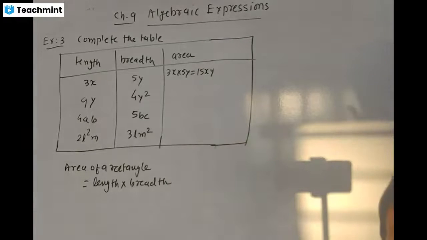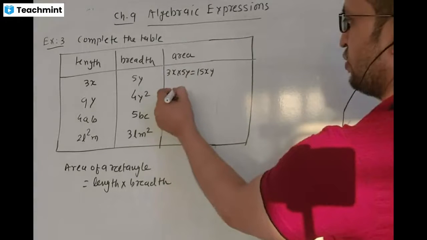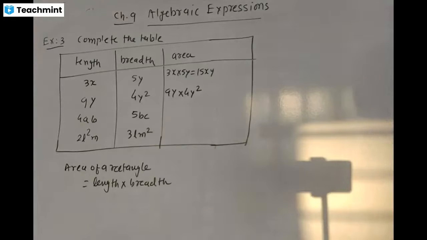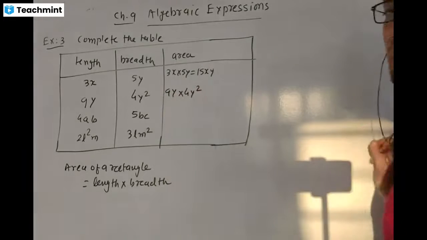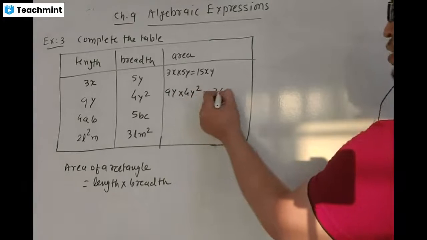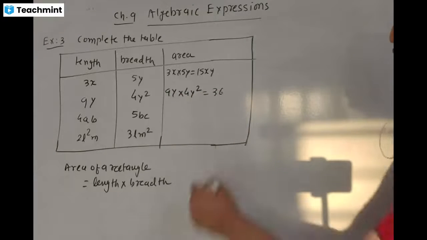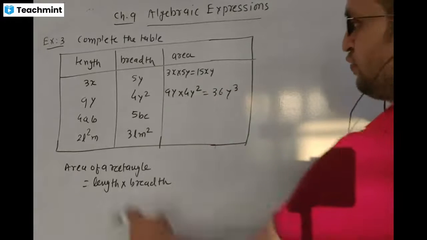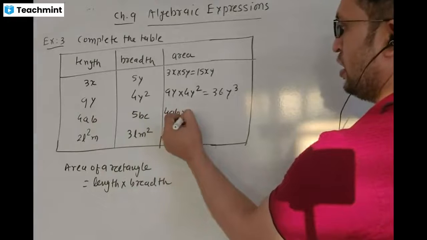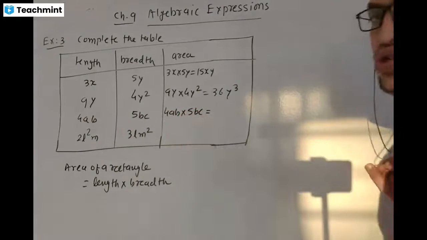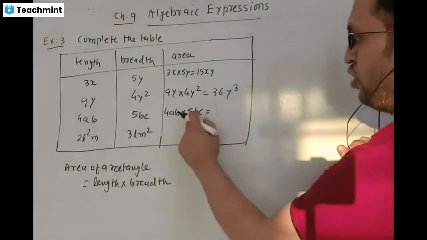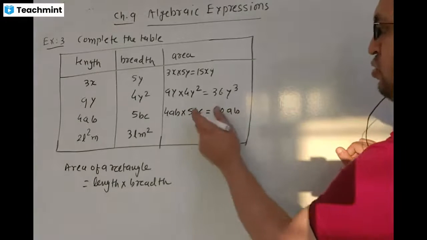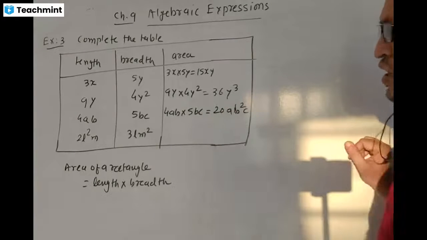15xy. Next one: 9y multiply 4y square. 9 into 4, constant term multiply with constant term, and variable term multiply with variable term, y square and y raised to 1, that is y raised to 3. Similarly 4ab multiply with 5bc: constant term multiply with constant term, 4 multiply 5 is 20, a is only one time, b into b is b square, and c is only one time.